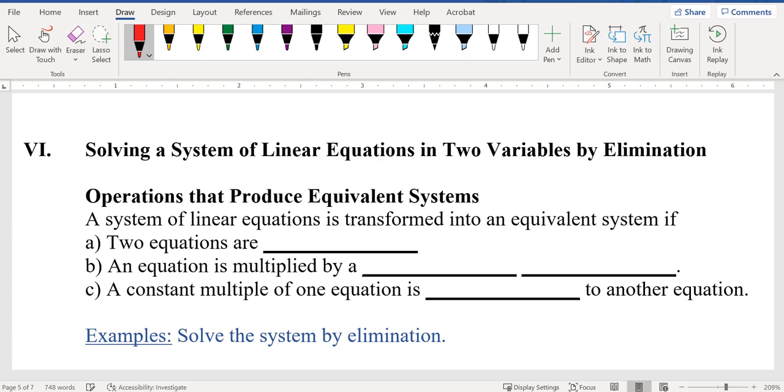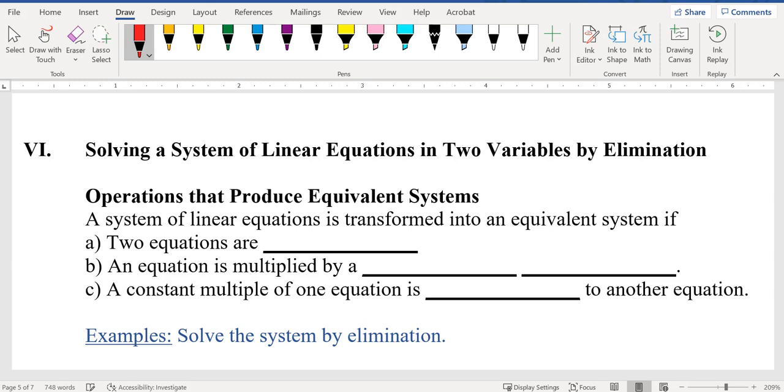Now let's look at solving a system of linear equations in two variables by the method of elimination. Some books call this addition, but it's the same thing. All right, operations that produce equivalent systems. So a system of linear equations is transformed into an equivalent system if you do any of these things.